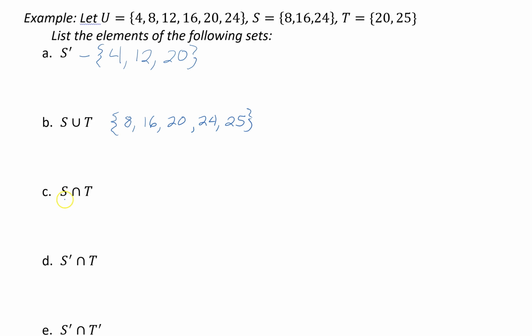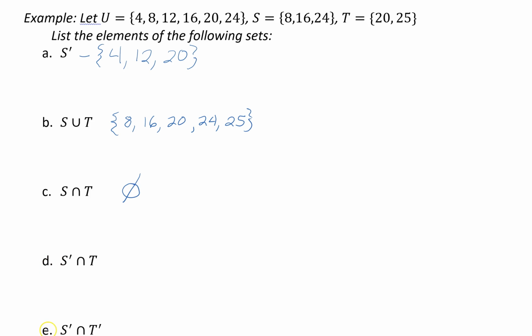Part C, S intersect T. I want to find what S and T share. So I look at S, I look at T, and I decide, are there any values in common? And there are no values in common, so this is a null set. There's no intersection.